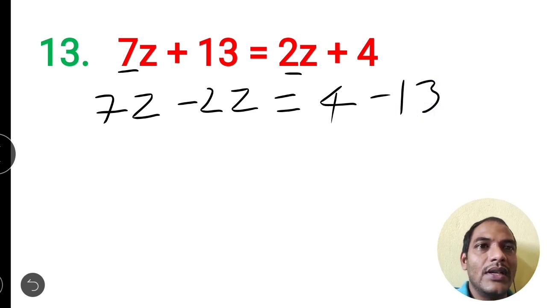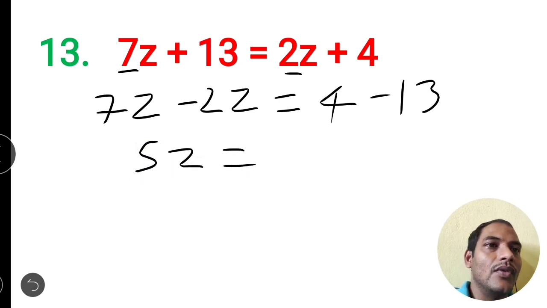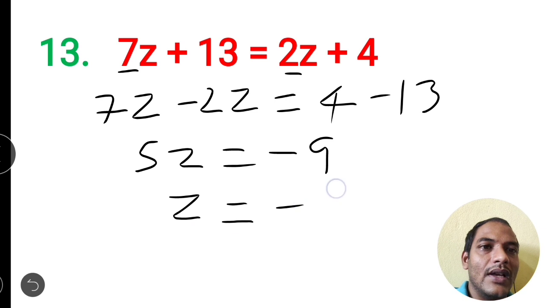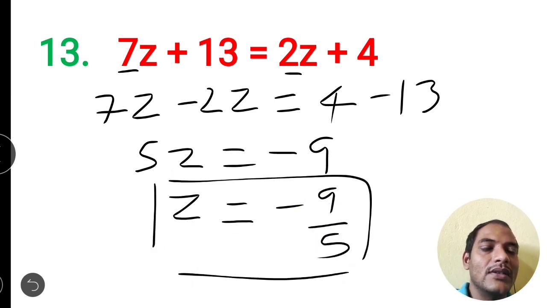So now 7z minus 2z is 5z. It equals 4 minus 13, which is minus 9. Now z equals minus 9 divided by 5. So the z value is minus 9 divided by 5.